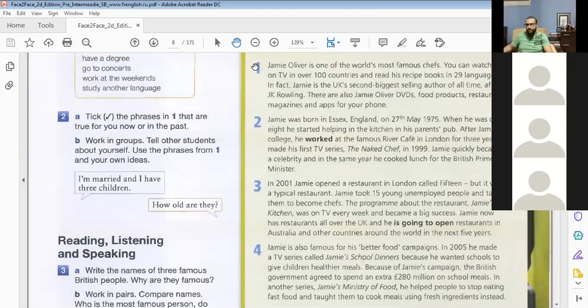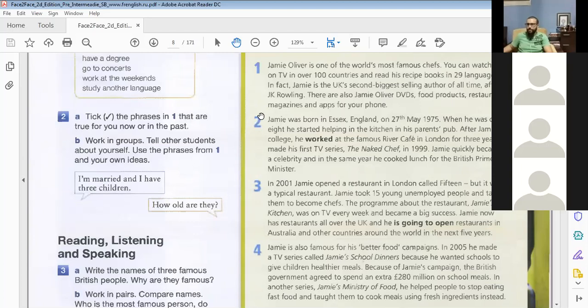CD 1. Track 1. Jamie Oliver is one of the world's most famous chefs. You can watch him on TV in over 100 countries and read his recipe books in 29 languages. In fact, Jamie is the UK's second biggest selling author of all time, after J.K. Rowling. There are also Jamie Oliver DVDs, food products, restaurants, magazines, and apps for your phone.